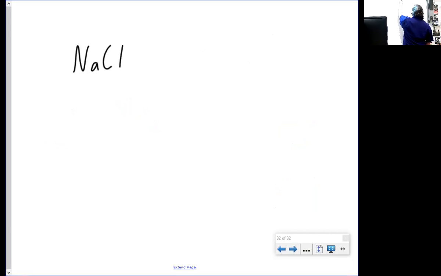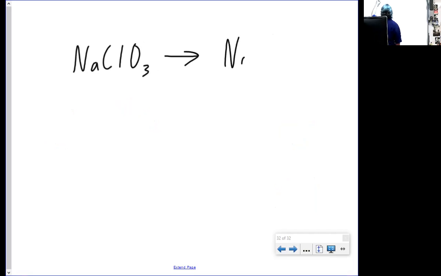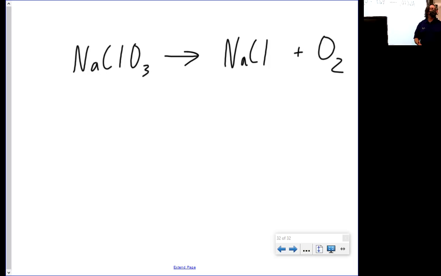Let me get the first example off of your practice for today. All right, first example of your practice has NaClO3, sodium chlorate, and that breaks apart into salt and oxygen. The easiest way that I've found to balance is to just go element by element and make it balanced using coefficients. You might have to change them because they might get odd.